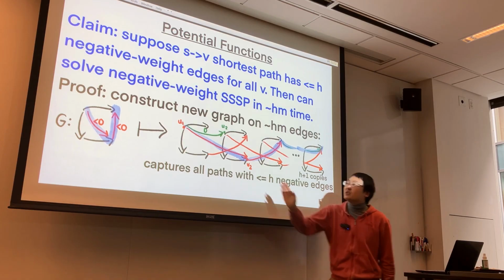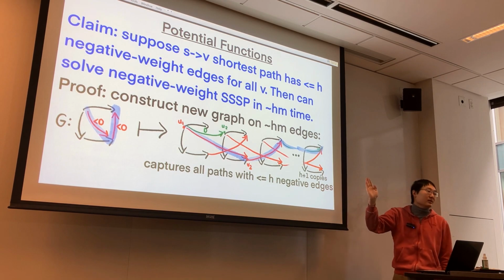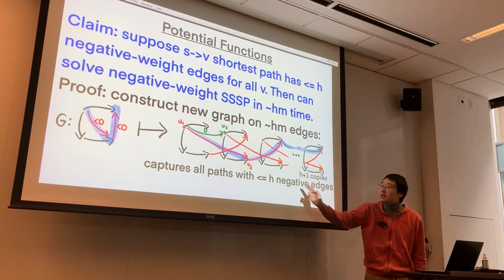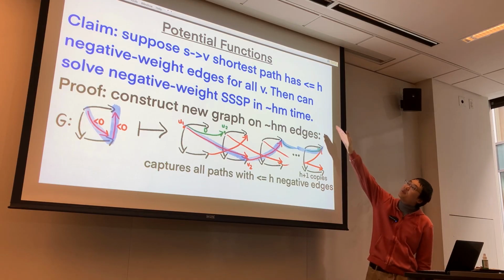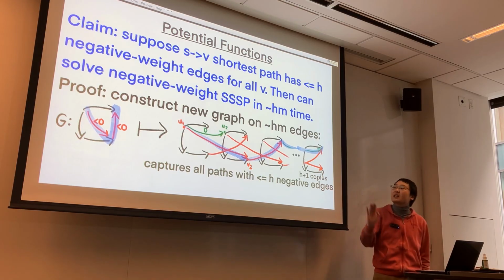Because every time you use a negative edge, you go to the next copy. There are only h plus 1 copies, so you cannot do this forever. But this is okay up to h negative edges. And if we assume this very structured assumption, then this does handle essentially all shortest paths.